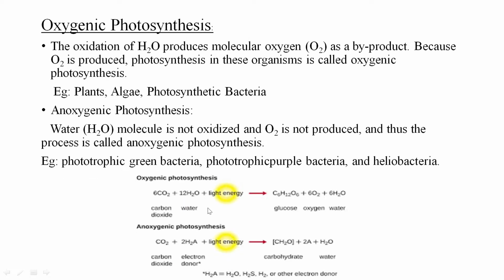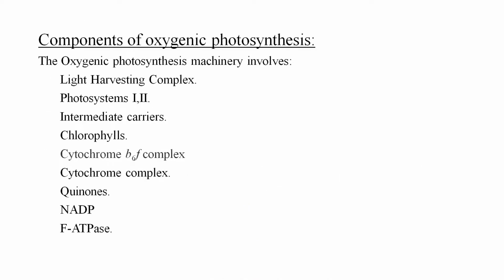In oxygenic photosynthesis, carbon dioxide, water, and light energy are utilized, and here we can see the oxygen is liberated. And in anoxygenic photosynthesis, the electron donors are some inorganic or organic molecules, and here we can see that there is no oxygen, and some inorganic or organic molecules are produced as byproducts.